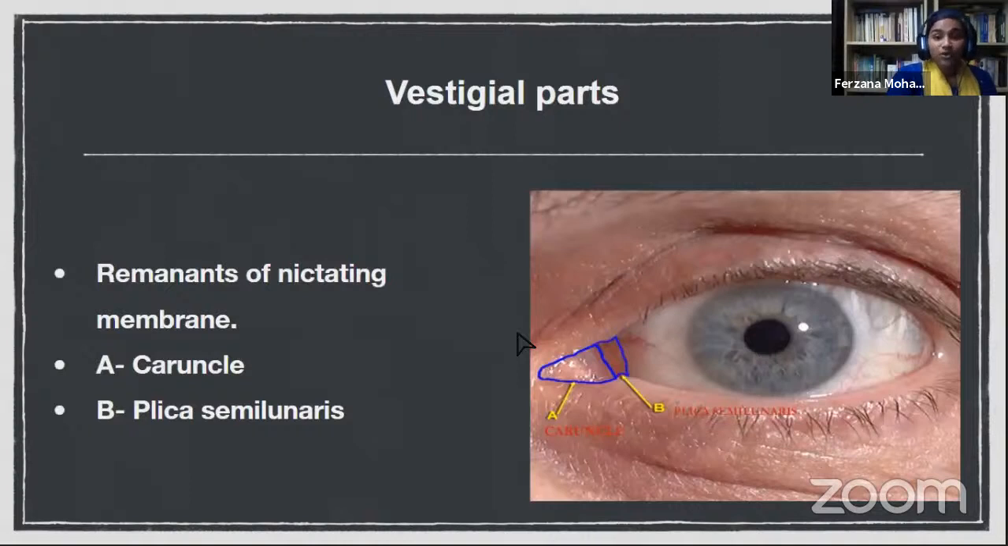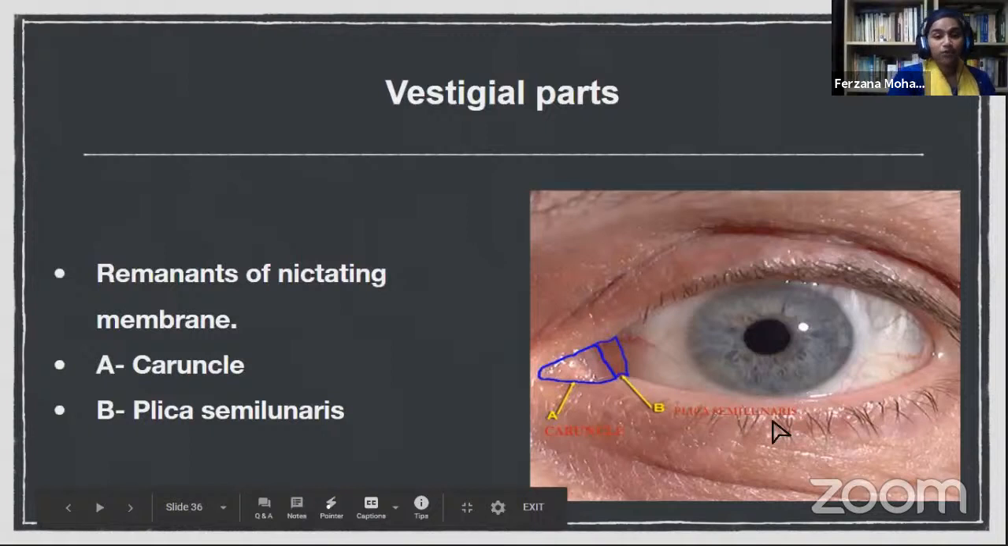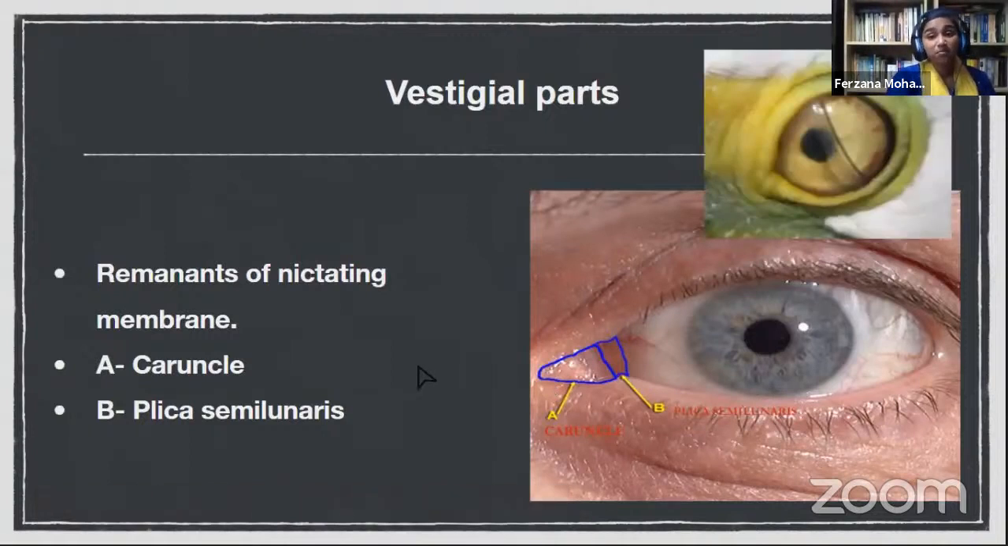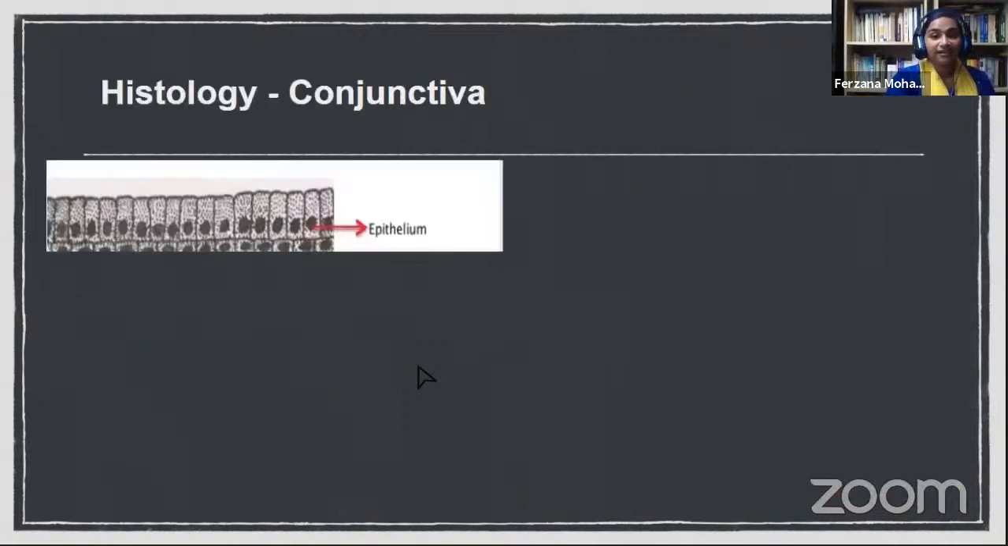The conjunctiva also has some vestigial parts, just like the appendix. These are the caruncle and the plica semilunaris. They are remnants of the third eyelid or the nictitating membrane seen in birds. So in birds, this nictitating membrane helps them to keep the eyes open while flying.